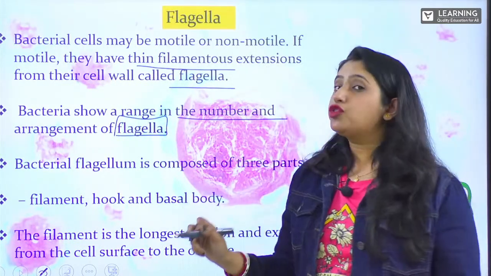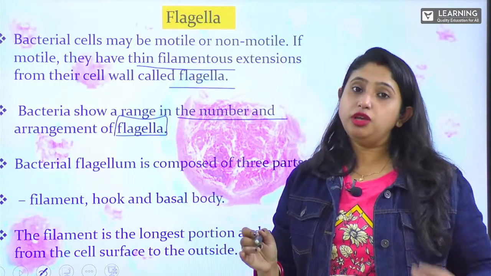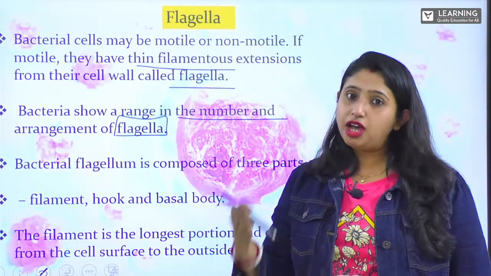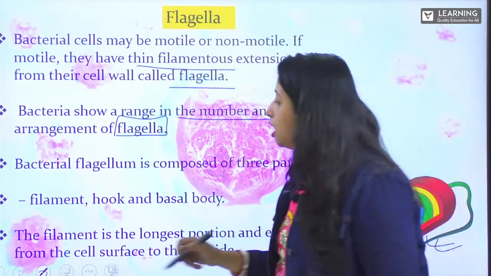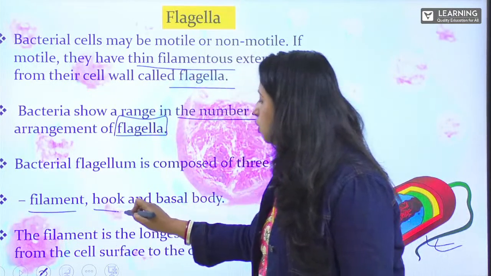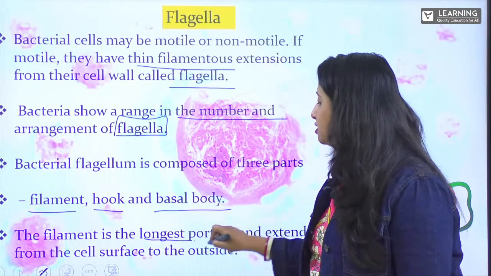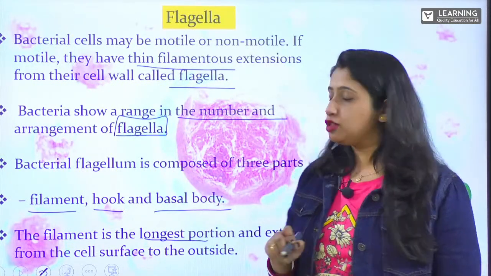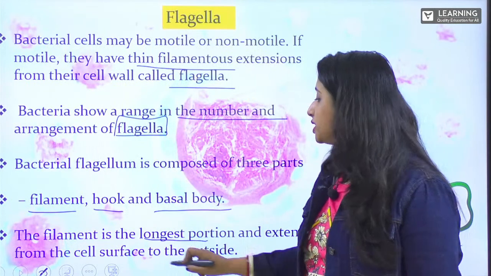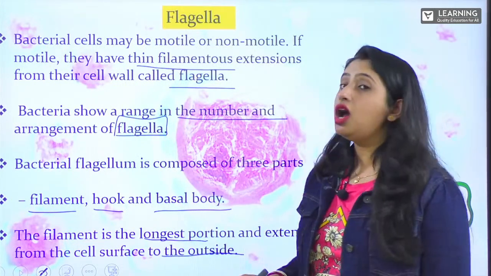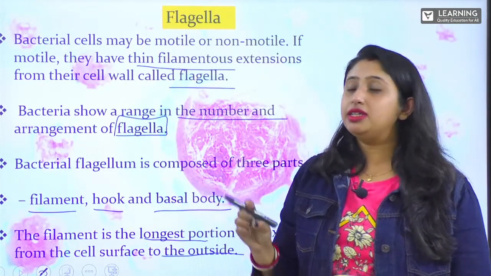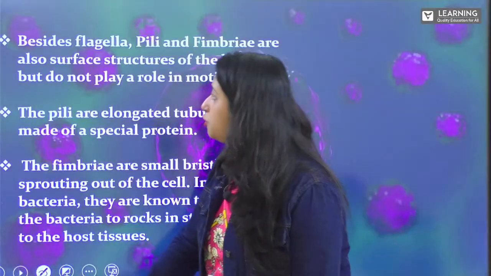Flagella has got three parts. What are the three parts? The filament, the hook and the basal body. The filament is the longest part, the longest portion, and it extends from the surface to the outside.